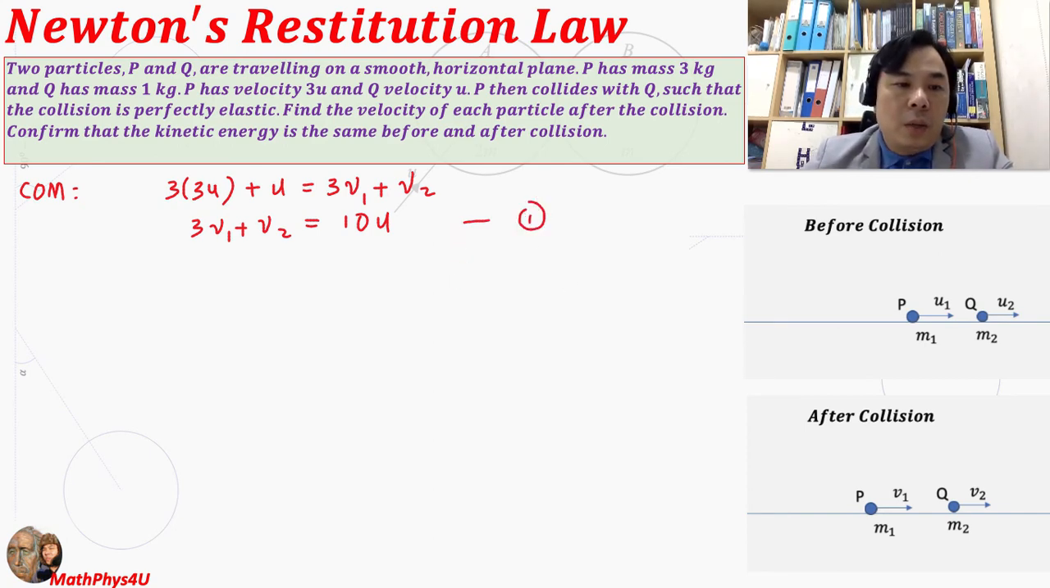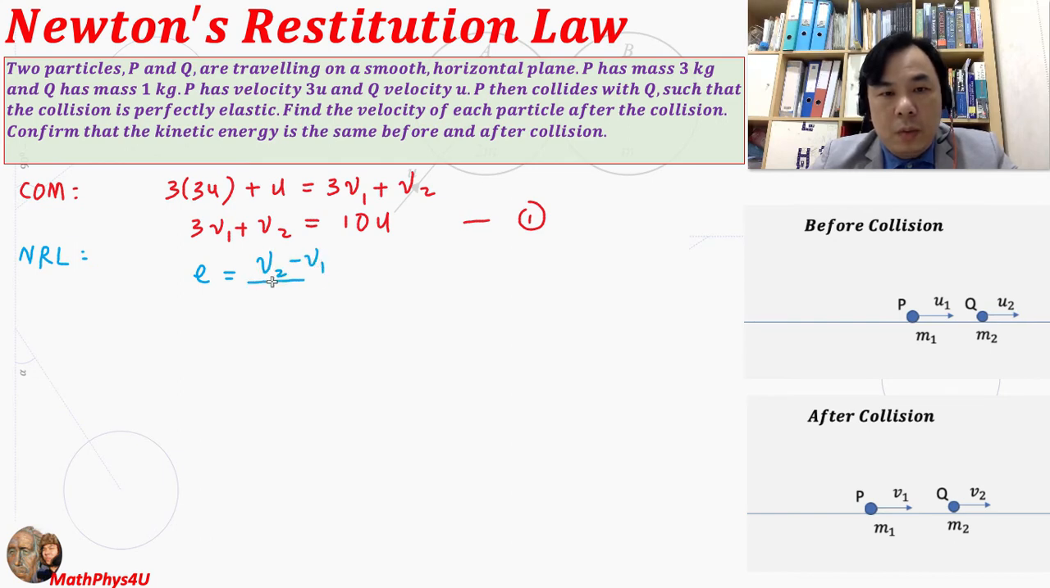Next we're going to apply Newton's restitution law. By using it, we're going to use the relative velocity of separation. That depends on what you want to use here. I'm going to write down the formula one more time. The coefficient of restitution is given by, usually I prefer to write V2 minus V1, and then I will change my denominator to U1 minus U2. So please pay attention to this part here.